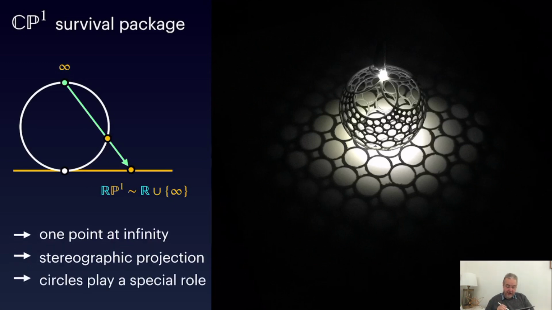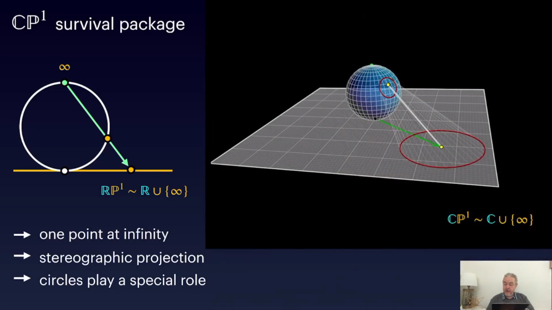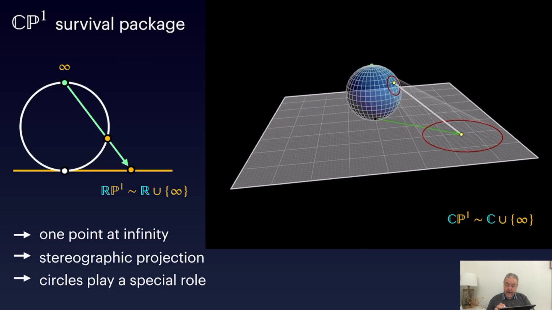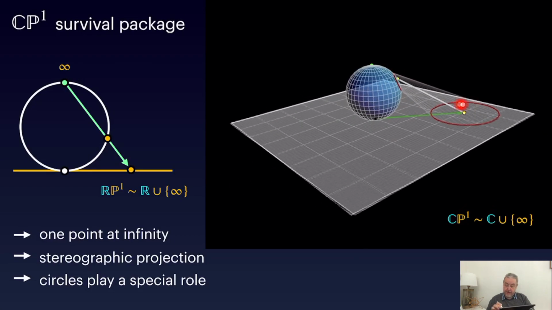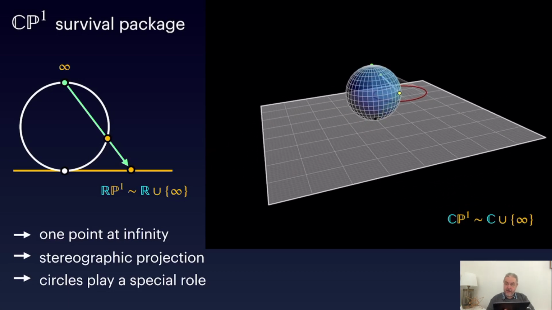And I mentioned in my list of things I want to show you that circles play a special role here, and one of the reasons for that is really the nature of stereographic projection. So here again you have the 3D animation, and in this animation you see that actually a circle here maps to a circle down in the planar situation.